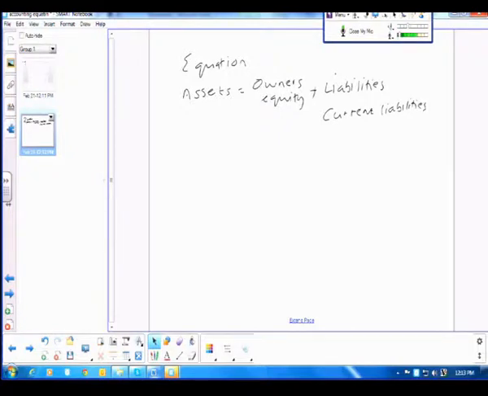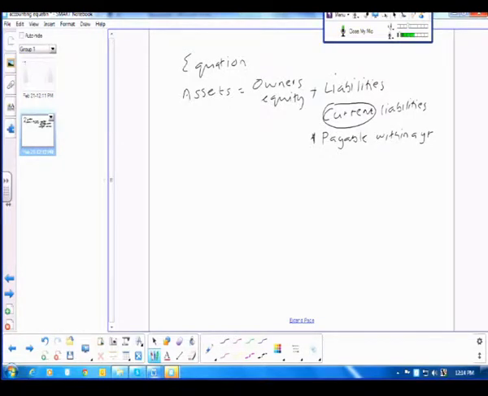Remember the magic word current. What did I say you should remember when you see the word current? We're talking about 1 year. Current liabilities are basically the opposite of non-current liabilities. These are payable within a year. So we're paying our current liabilities within a year.